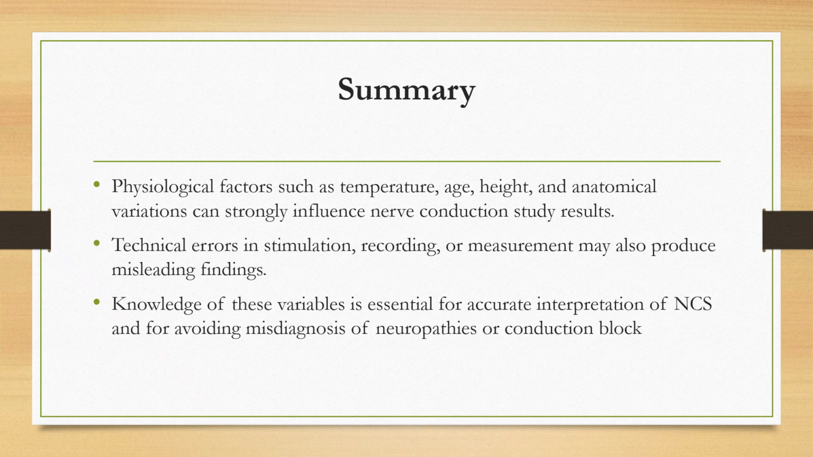Summary: physiological factors such as temperature, age, height, and anatomical variations can strongly influence nerve conduction study results. Technical errors in stimulation, recording, and measurement may also produce misleading findings. Knowledge of these variables is essential for accurate interpretation of NCS and for avoiding misdiagnosis of neuropathies or conduction blocks.